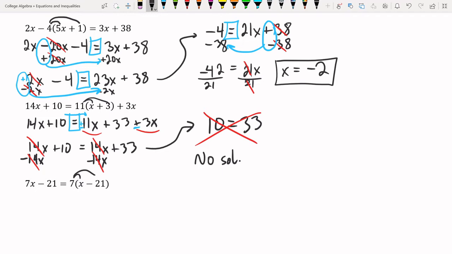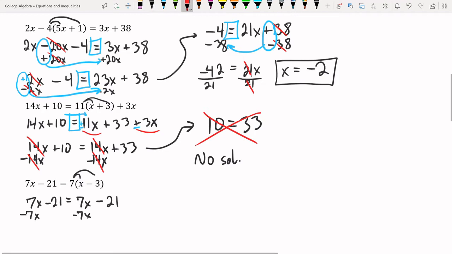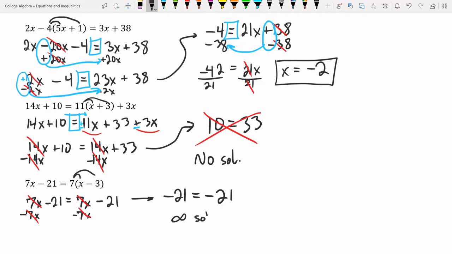Last one, I'm going to distribute the 7. 7 times x is 7x. 7 times 21. I actually wrote the wrong thing here when I was making this. This is supposed to be a 3, and you'll see why. This is 7 times 3, and that gives us 21. Now we can subtract and get the x's to one side, but again, they all cancel. Now we have negative 21 equals negative 21. And that is a true statement, which means this has infinite solutions.